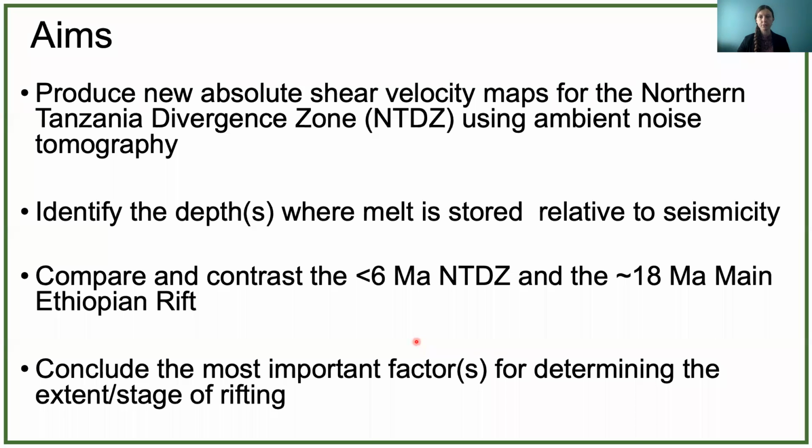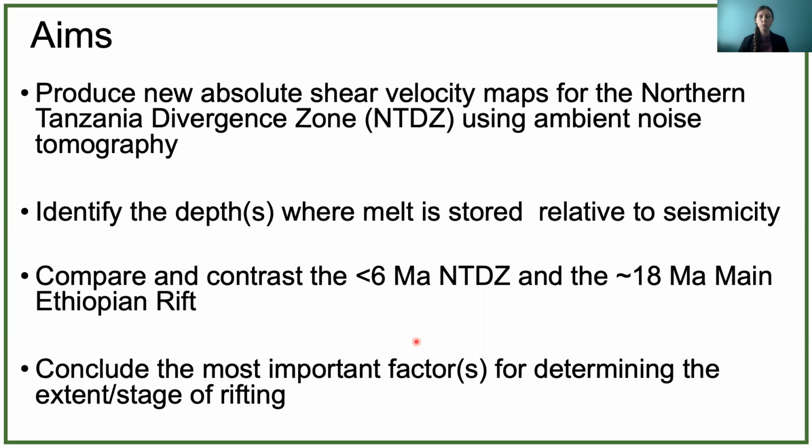So the project had several aims, which included creating new shear velocity maps for the Northern Tanzania divergent zone, part of the Eastern Rift system. We wanted to do this at crustal depths using ambient noise and a purely seismic inversion. The interest for the region is the significant amount of magmatic activity, including dike intrusions in 2007 and 2008.